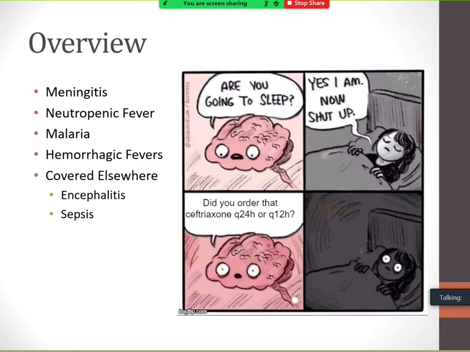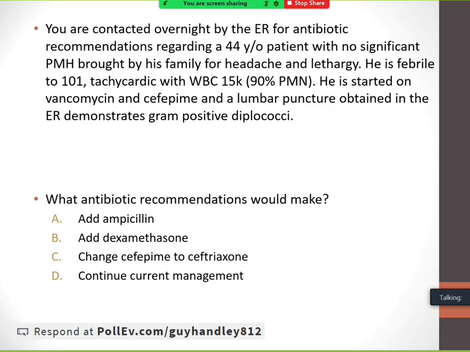So the ones I was going to go over are central nervous system infections, so meningitis, particularly community-acquired bacterial meningitis, and neutropenic fever. I'll do that a little bit differently. We can go through it a little quicker since it's been covered some today. Then malaria and hemorrhagic fevers. And I know in some of the other boot camp lectures they're talking about encephalitis and sepsis. So I didn't go over those, but those are potentially ID emergencies as well.